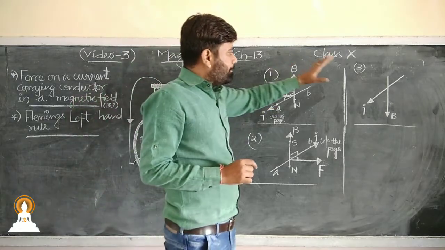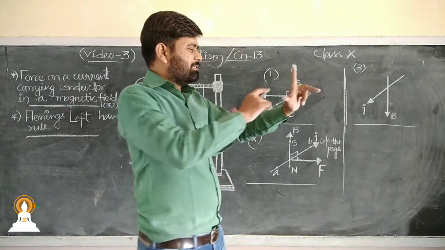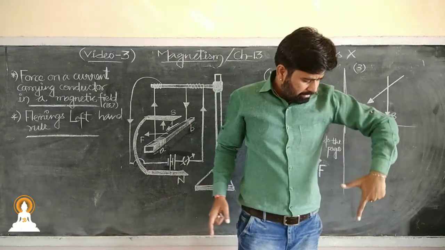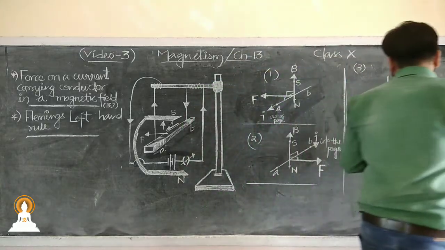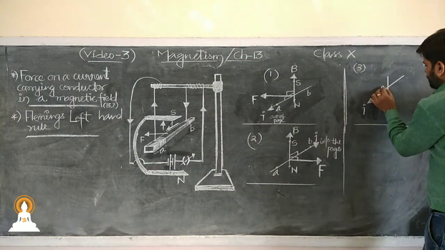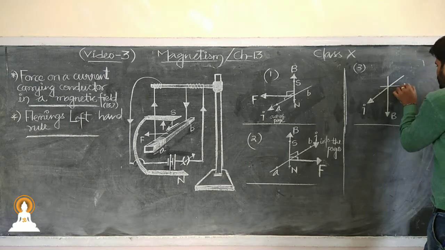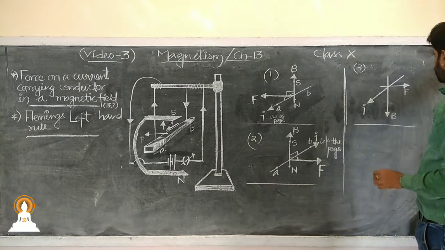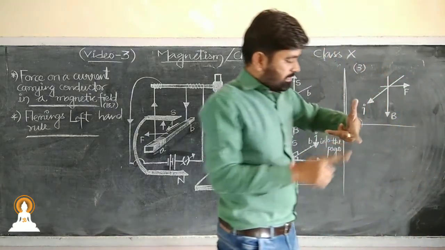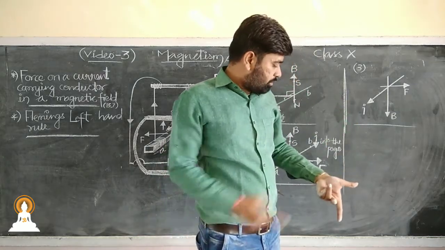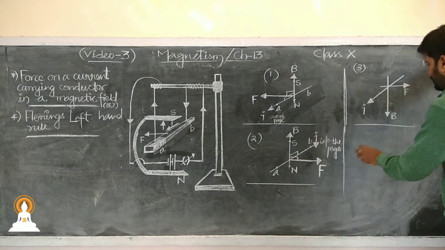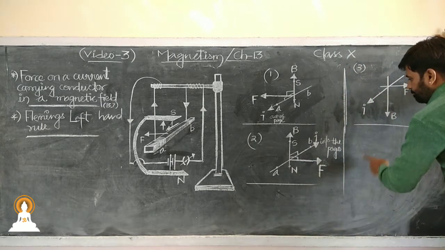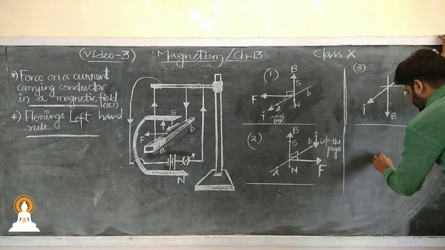Now when we apply the same thing here, that is magnetic field downside, current is like this. Experimentally we see that the force is reversed here, and the direction of force is like this. In this case also, this is magnetic field, current is out, so force is like this. Now one more case: magnetic field is in upward direction, and current is coming out.